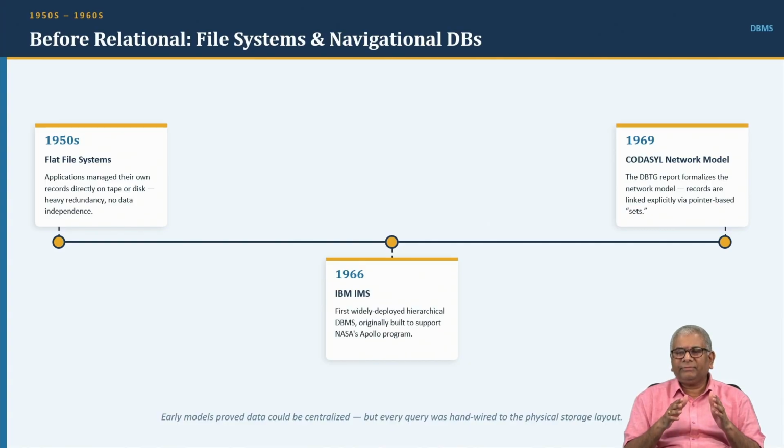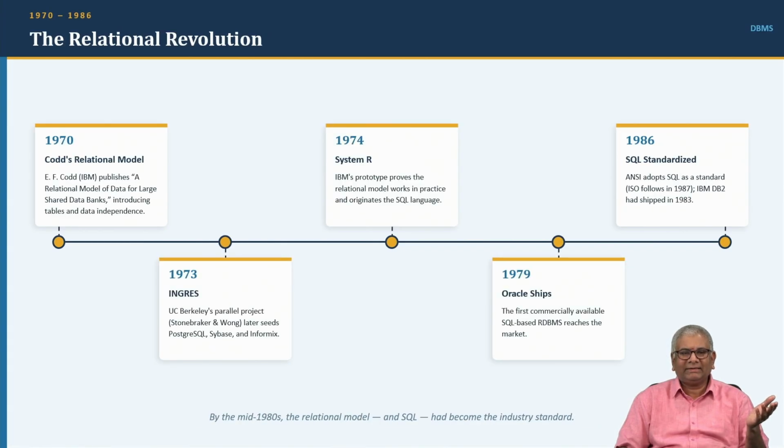1969, there was another data organization model called network model, which was created. So DBTG group formalizes the network model, and it stores data in a network organization, not like a hierarchical but network. So that's about back in 50s, 60s and early 70s.